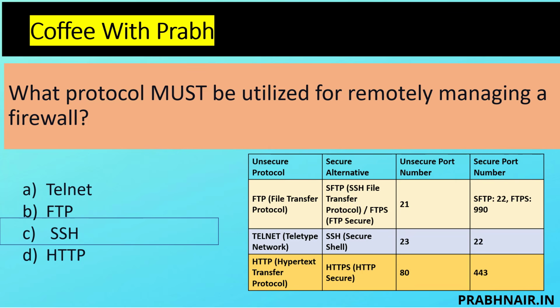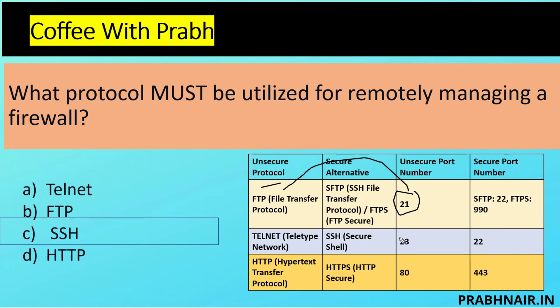So I have a small snapshot here. If you see, the unsecure protocol is FTP. The secure alternative of FTP is called SFTP. The unsecure port number is 21, which is the port of FTP, which sends the data in plain text. So as an alternate of FTP, we can use SFTP, which is called SSH over FTP. For that, we have port number 22 or 990.